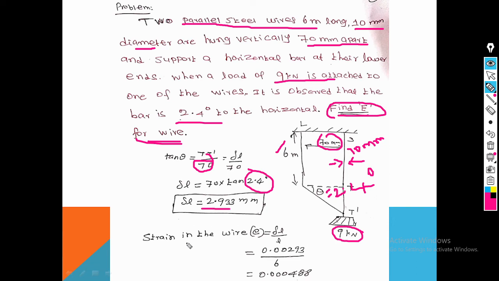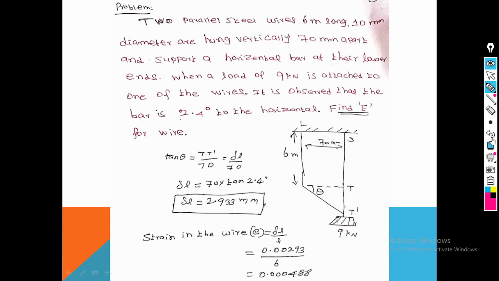Now, to find the strain in the wire. Strain means change in length divided by original length. The change in length is 2.933 mm, and the original length is 6 meters. So the strain equals 0.000488. Then we also want to find the stress.